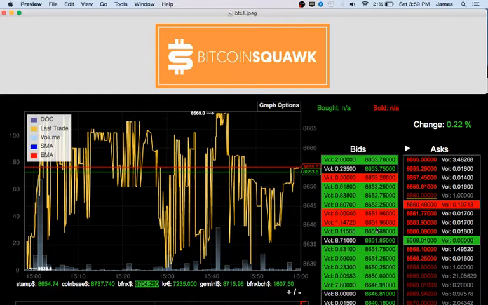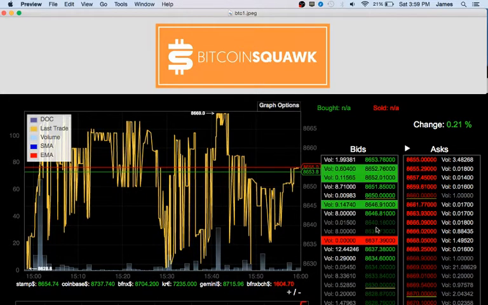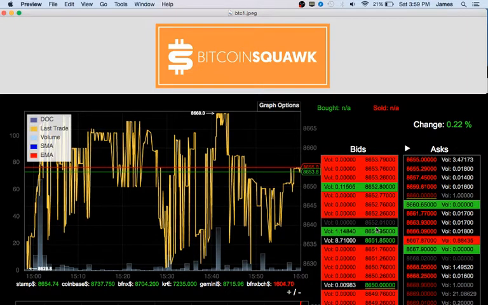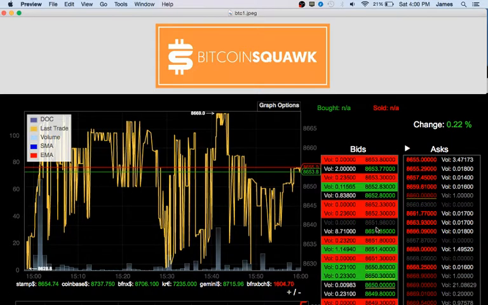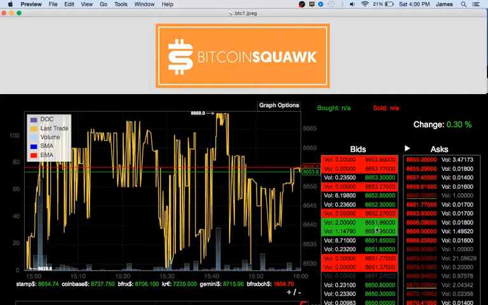Might see some sellers try and take advantage of that bid coming up so close to the offer. Got a little volume there. 3 lots at 55 being offered. Let's see if they can get through that. Bid now 53 offered 55.